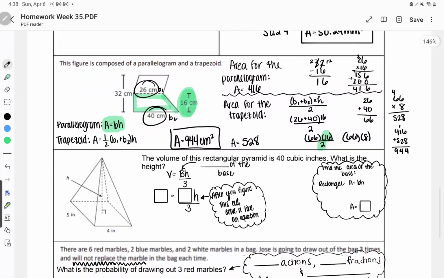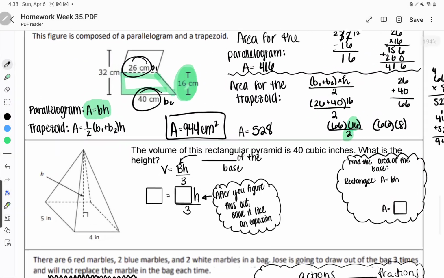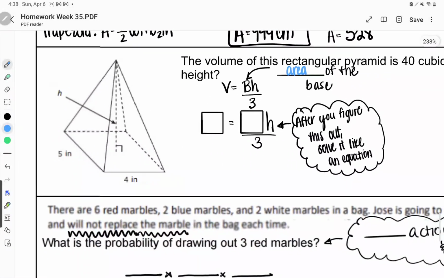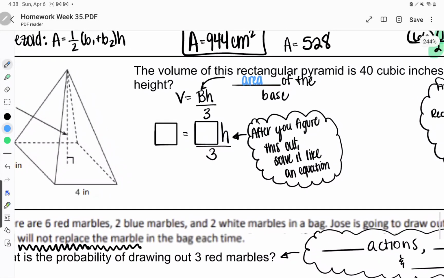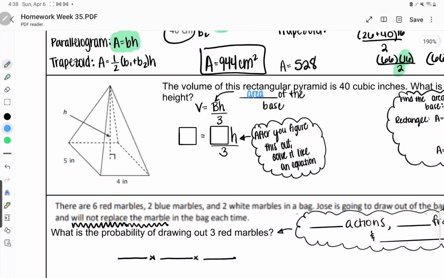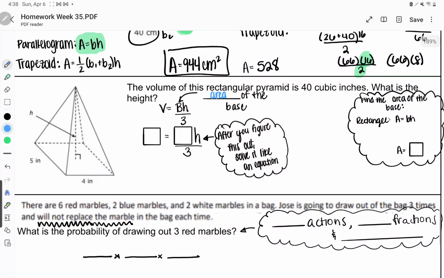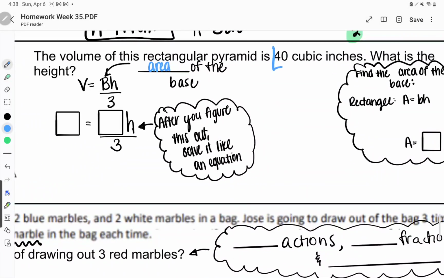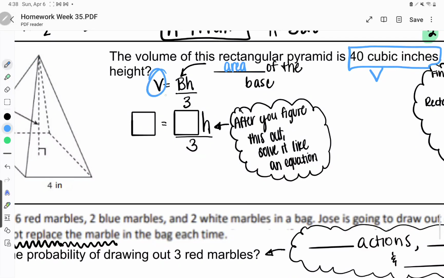This one says the volume of this rectangular pyramid is 40 cubic inches. What is the height? Now this big B right here stands for what? Area of the base. So, first thing we need to do is we need to take a look. It says the volume is 40 cubic inches. So volume starts with a V. So that means that this right here is V. So where my V is, I'm going to put 40.